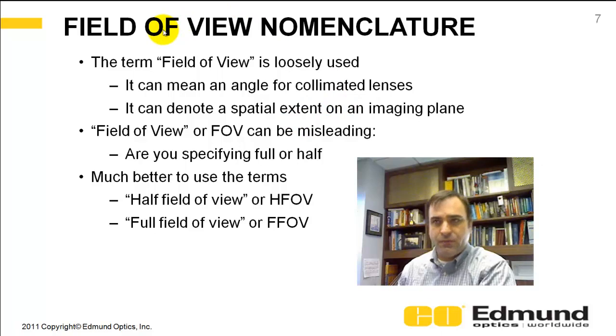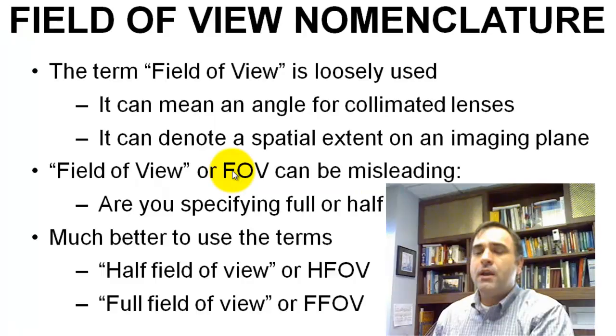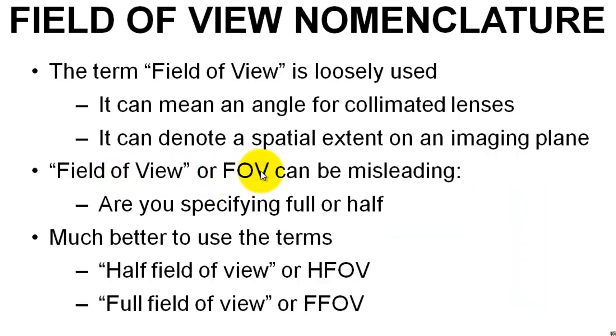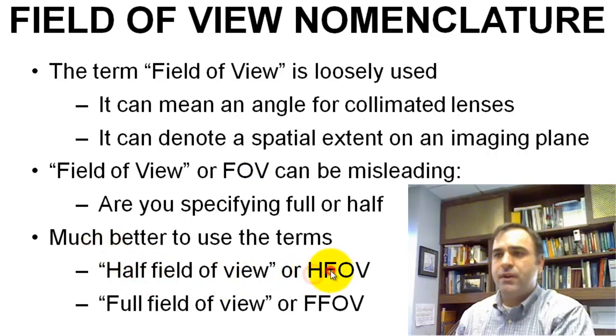I want to talk quickly about nomenclature and field of view. A lot of people use the term field of view loosely, and field of view just means how big is your field in your imaging system. It could mean an angle for collimated lenses, or it could be the spatial extent on your imaging plane, either your film or your CCD, CMOS imaging. And when you get quantitative, you really shouldn't use just straight field of view or FOV. That leads to redundancy, and it can create a lot of problems with factor of 2. It's much better to say half field of view, HFOV, or full field of view, FFOV.